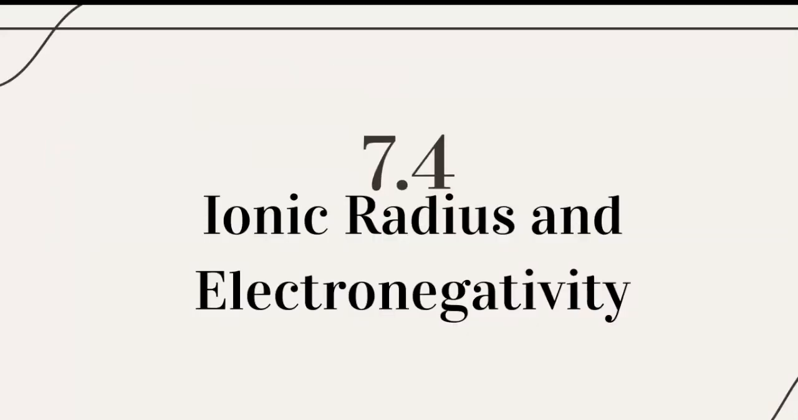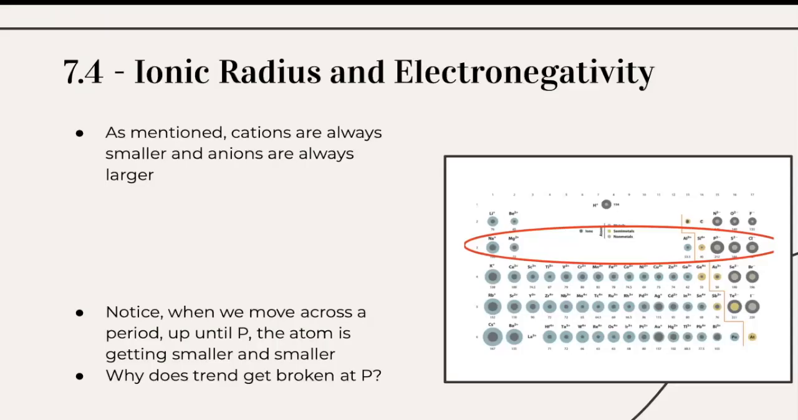Ionic radius and electronegativity. As we mentioned previously, cations are always smaller and anions are always larger than their neutral atom. In the picture I provided, notice that when we move across a period up until P, the atom is getting smaller and smaller. You can see here to here to here to here, the atom becomes very, very small. For example, when we go from Na+ to Mg2+, Mg2+ is still smaller.